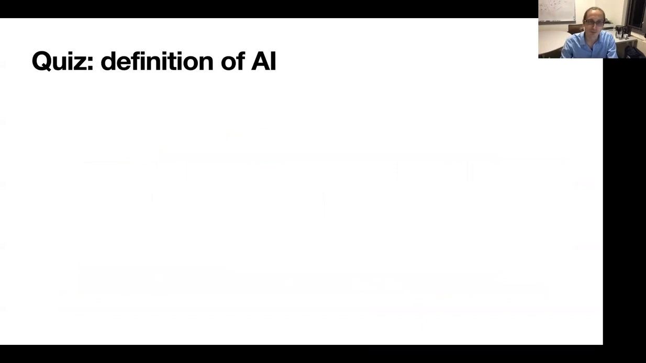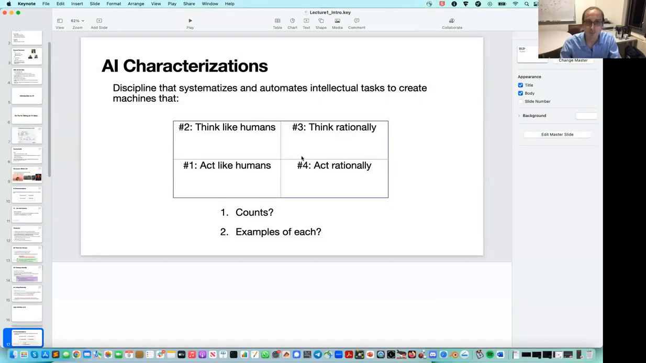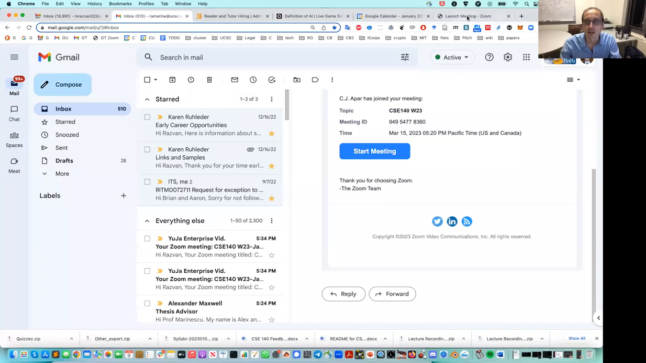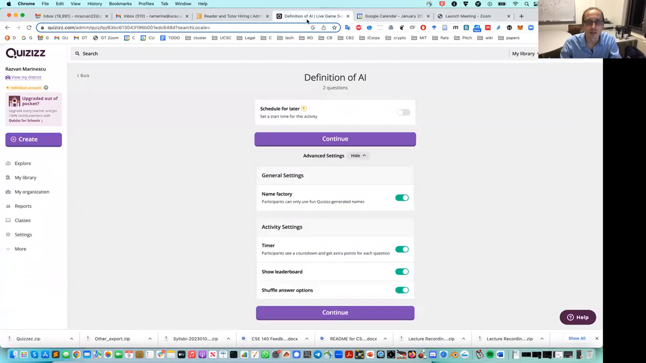Okay, so why don't we do a short quiz right now? Let me see how we're doing with time. We're good with time. So let's do a short quiz on the definition of AI. So we'll do the following.